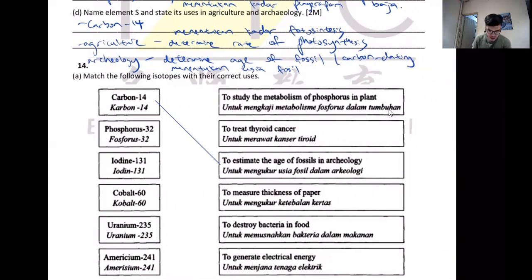Right, next one, phosphorus 32. I already told you this is to study absorption of fertilizer. Which is this one. Phosphorus here was also answered already. Okay, to study the metabolism of phosphorus. See how well they absorb phosphorus. Okay, next iodine 131. This is to treat thyroid cancer.